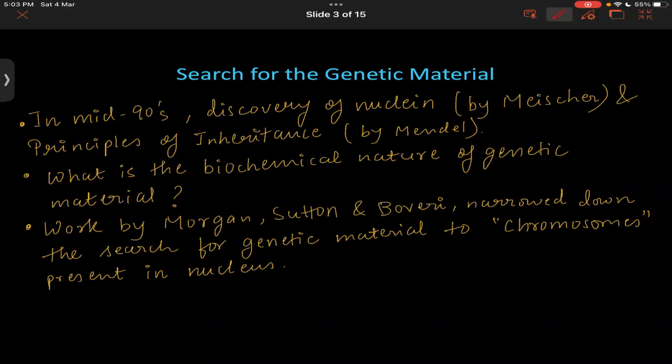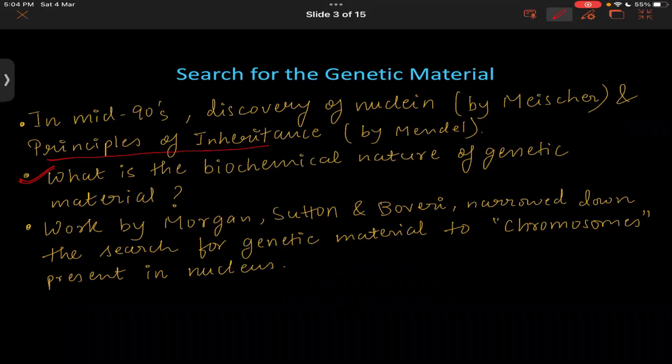And also Mendel gave the famous principles of inheritance, right? The law of dominance, the law of segregation, the law of independent assortment, which we talked about in the previous chapter, right? So in the mid 1800s, all this work was done. But they didn't tell us, or their work didn't indicate, what is the biochemical nature of the genetic material. So this question was still yet to be answered. So it was left to the scientists after them to figure it out.